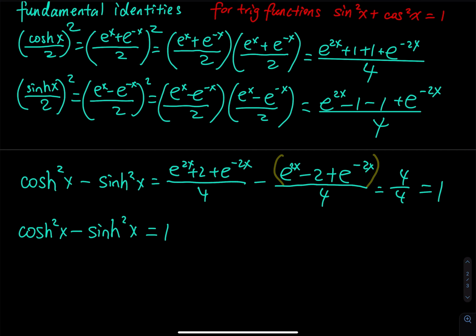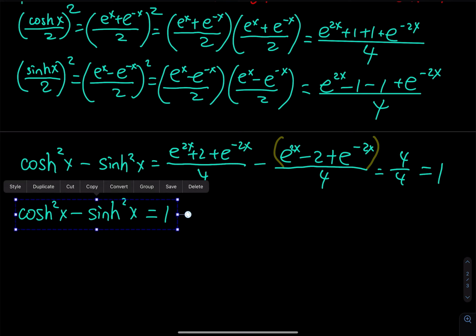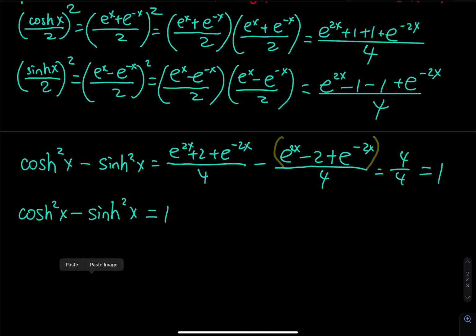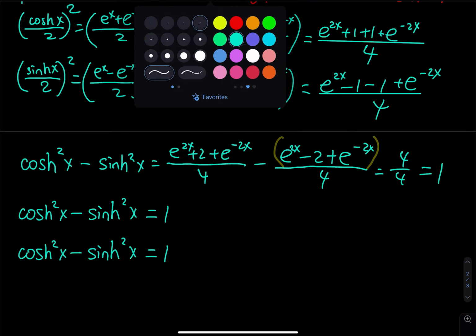So what I am going to do next is copy this, and then paste. And then I will divide both sides by hyperbolic cosine square. I'm going to use a different color. So we have cosine divided by cosine, I mean hyperbolic. Don't make me say the word hyperbolic over and over again. Cosine divided by cosine, we have a 1, right?